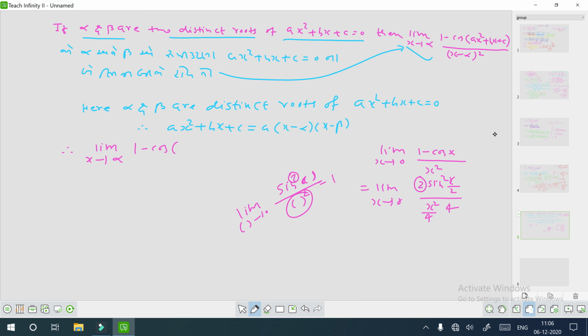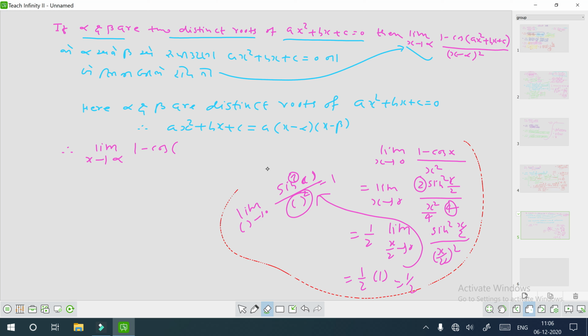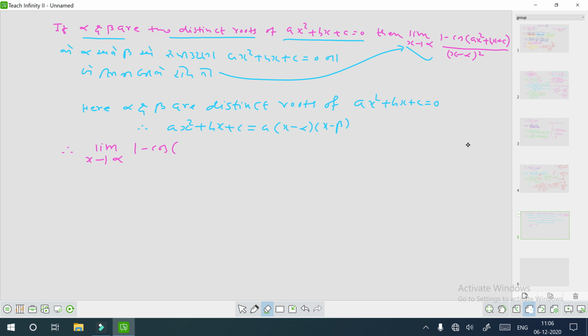Now 2 by 4 is there, so if I take it outside, that is 1 by 2. Limit of sin square x by 2 over x by 2 whole square, and x by 2 tends to 0. So that comes out 1 by 2 of 1 using this one. So that is the answer, 1 by 2. Clear? So in this way we can solve trigonometric forms also. But right now I would like to complete this sum.